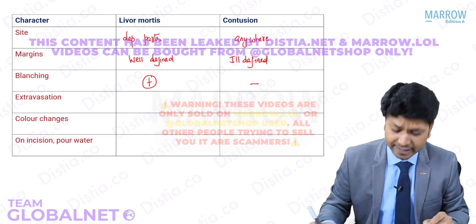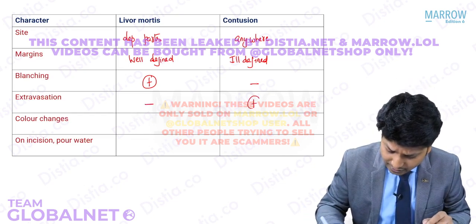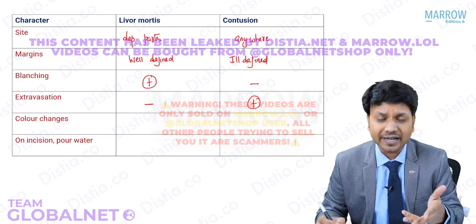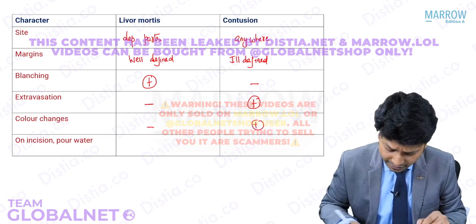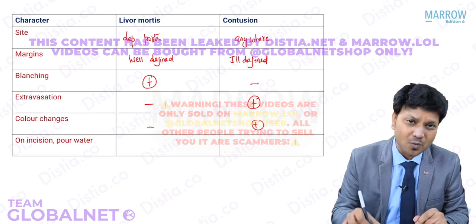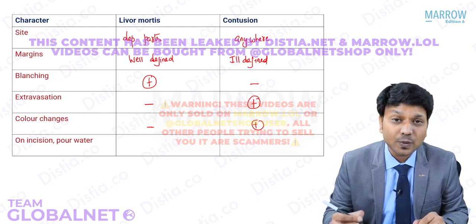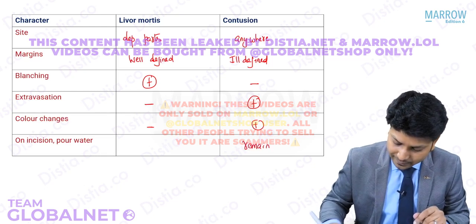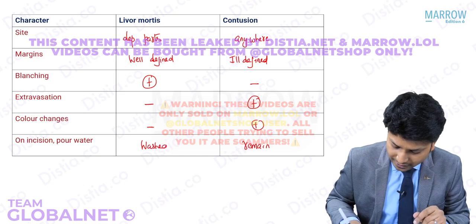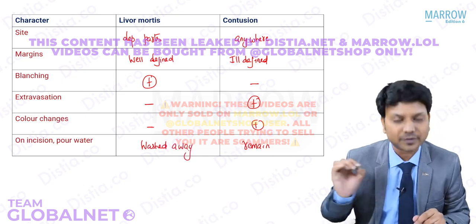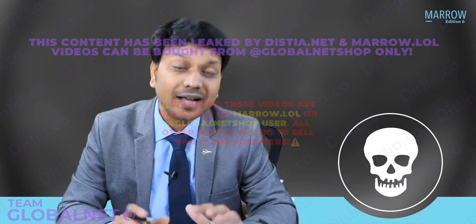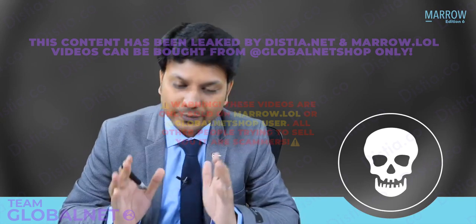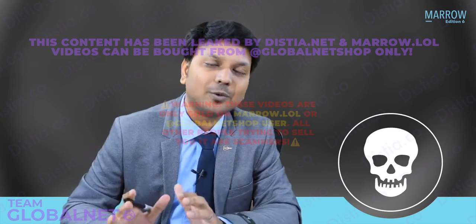Where do you see extravasation? Extravasation, I told you very clearly, that is seen with contusion, not with hypostasis. Color change, red, blue, brown, green, yellow, as it heals, that is seen only with contusion, not with hypostasis. Incision test: when you pour water and try to wash it away, contusion will remain, while in case of hypostasis it will get washed away. So that is again very, very important. These are all the points that we have already discussed. We are just summarizing it and putting it in the table so that we will have a clear idea about the differences between livor mortis and contusion.